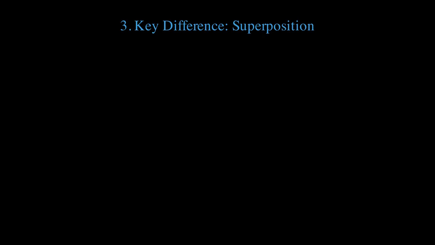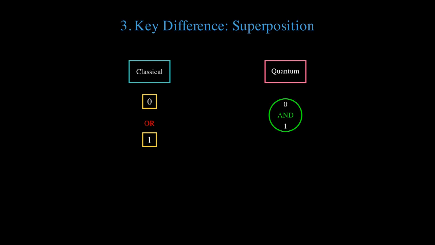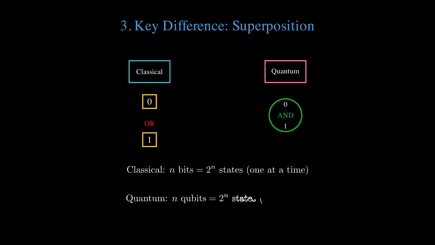Superposition is the key quantum property that makes quantum computers fundamentally different. Classical bits must be either 0 or 1, while quantum qubits can be both 0 and 1 simultaneously until measured. Within classical bits, you can represent 2 to the power n states, but only 1 at a time. With n qubits, you can represent all 2 to the power n states simultaneously through superposition.